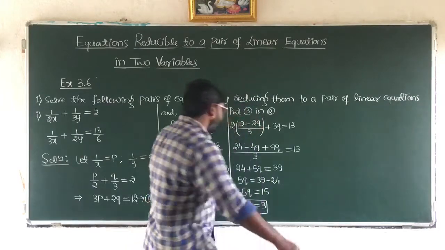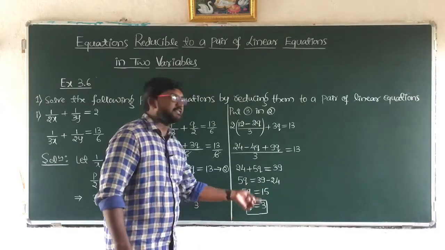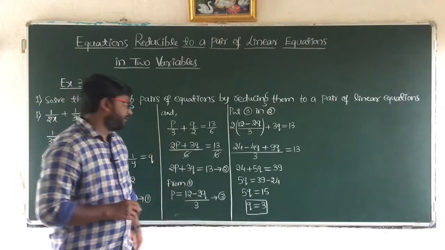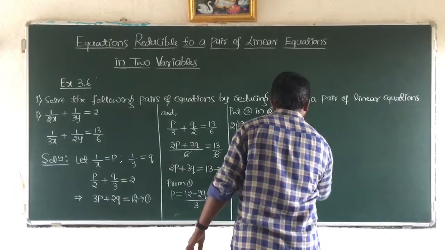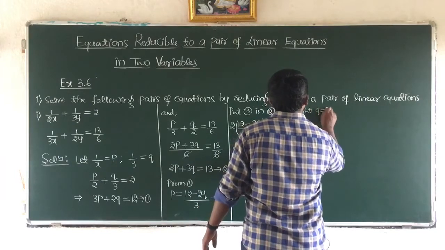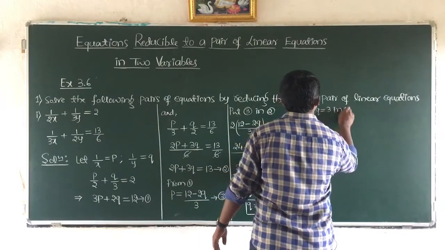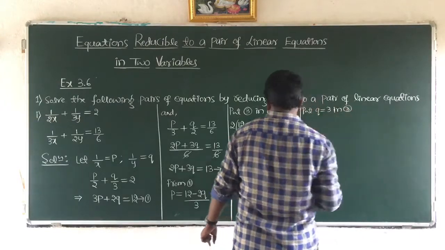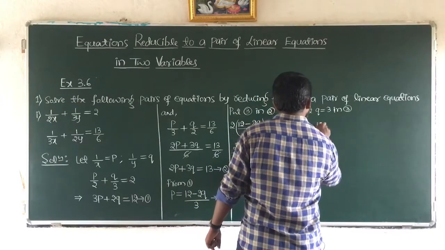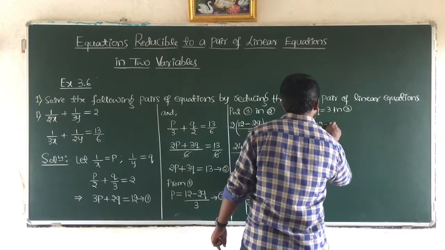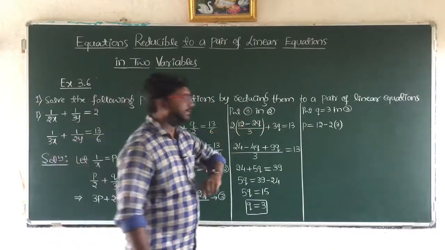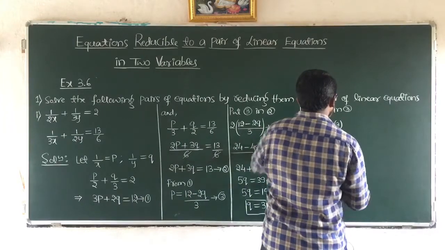So the value of q is 3. Now substitute q equal to 3 in equation number 3, and we get the value of p. Put q equal to 3 in equation number 3. So p equals (12 minus 2 into 3), in place of q I have written 3, then whole divided by 3.